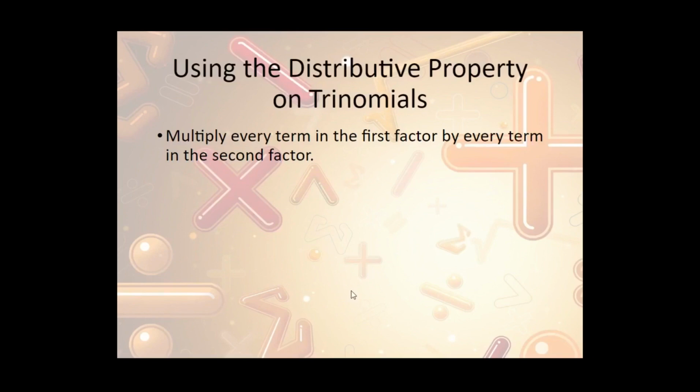So what about trinomials? What if it's 3 terms? It's no different. We do the same thing. We take x squared and multiply it by x squared. We take x squared and multiply it by 4x. We take x squared and multiply it by negative 6.